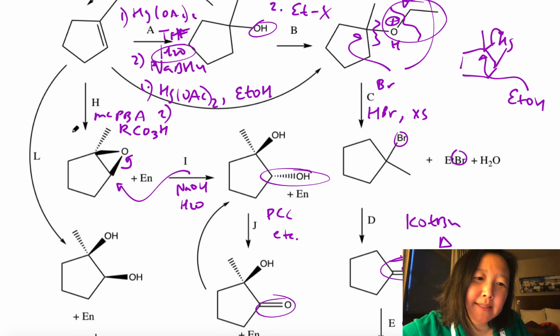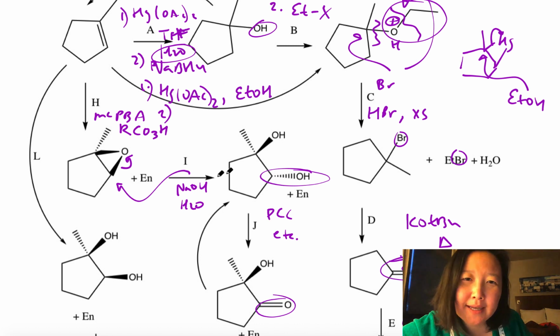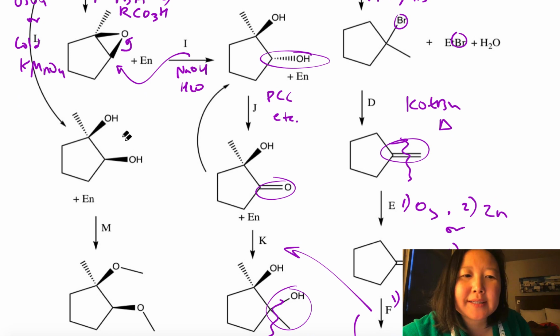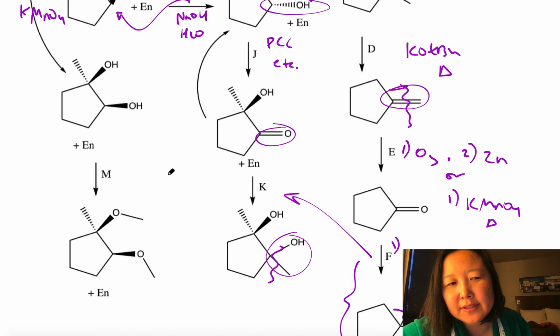If we wanted to make a syn-diol, do you remember how to do that? Instead of going through an epoxide, I want to use OsO4 or cold, dilute KMnO4. Now we'll do this instead of oxidative cleavage.